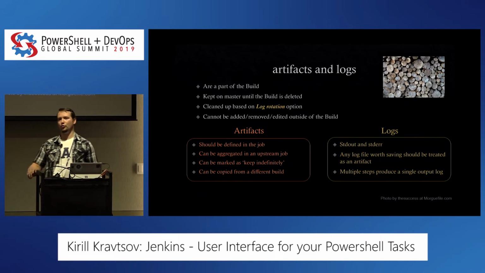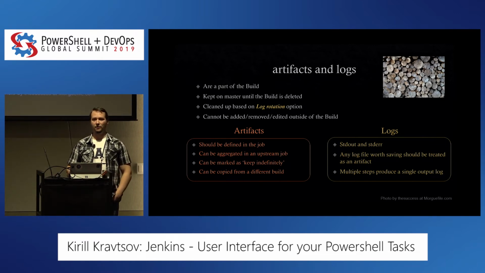Artifacts is what you produce by your build. So it can be binary, it can be a log file, it can be a web page, it can be anything. So pretty much any file you produce through your build can become an artifact. So why can it become? Because you need to actually explicitly define what is artifact in your build.